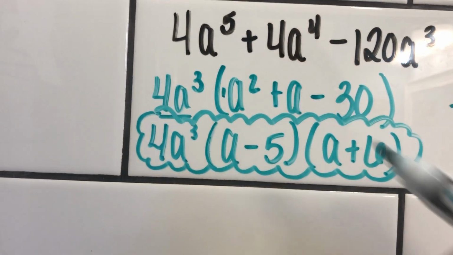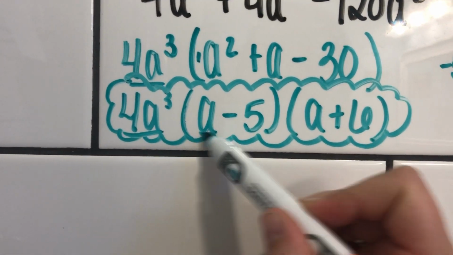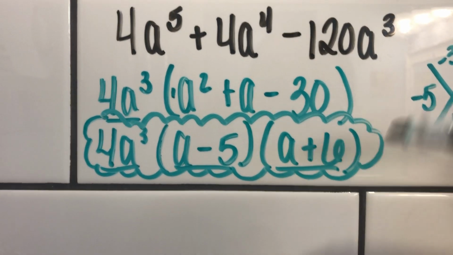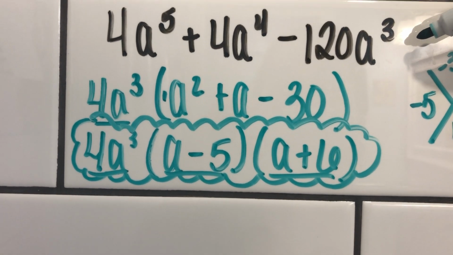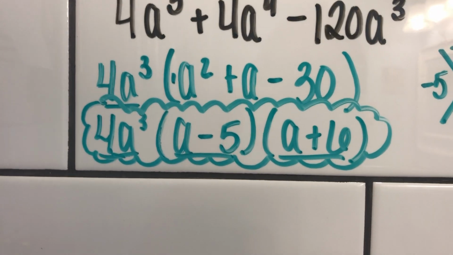When you factor completely, you want to make sure that if I multiplied all of these factors together, they multiply back out to the original polynomial. That's why we're including this piece as well.